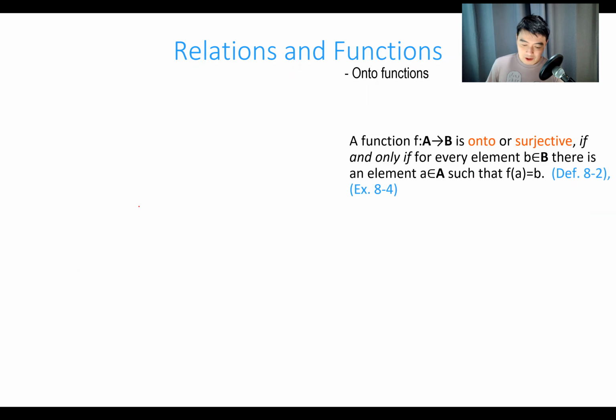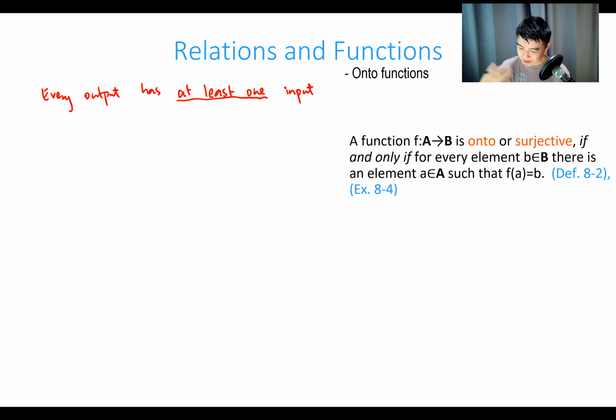There's another type of function called an onto function. Now, an onto function, or surjective function, is onto or surjective if and only if for every element b, there is an element a such that f of a is equal to b. So how do we say this in English? Onto means that every output has at least one input. So in the earlier example, when we were talking about one to one, every output has at most one input. Now we're talking about the fact that every output has at least one input.